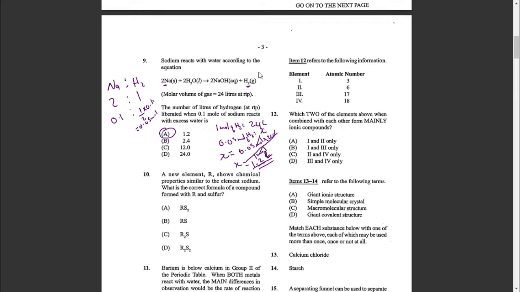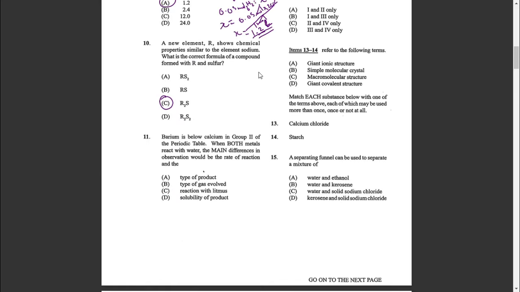Question 10. A new element R shows chemical properties similar to the element sodium. What is the correct formula of a compound formed with R? We have seen this before and we know that it is R2S. Question 11. Barium is below calcium in group 2 of the periodic table. When both metals react with water, the main differences in observation would be the rate of reaction and the solubility of the product.